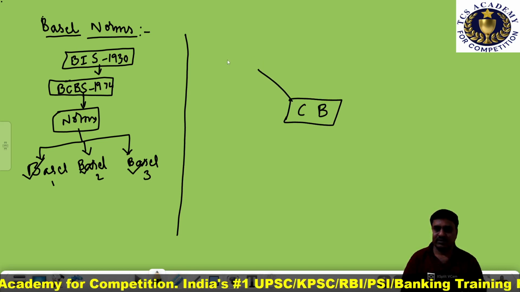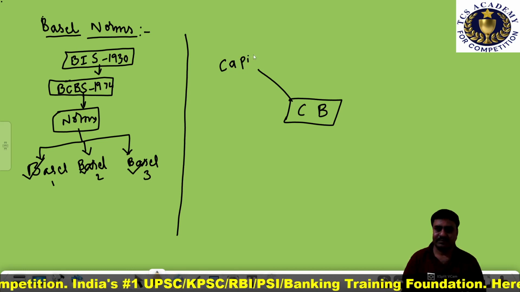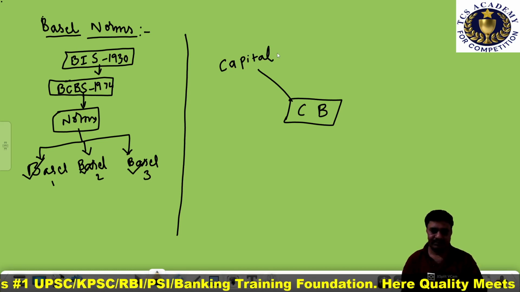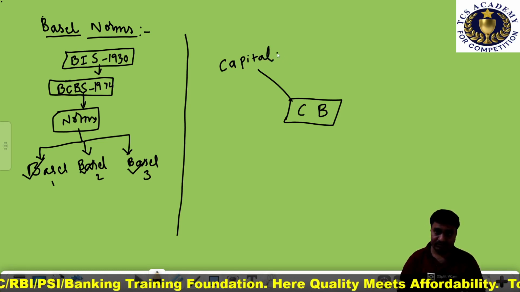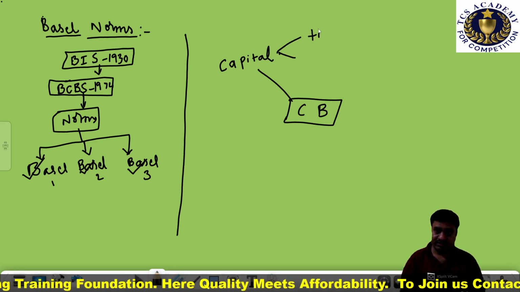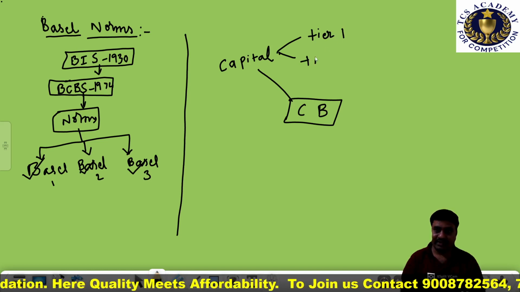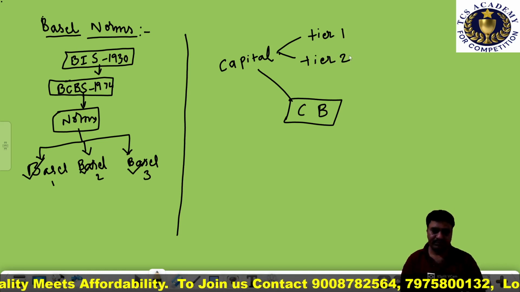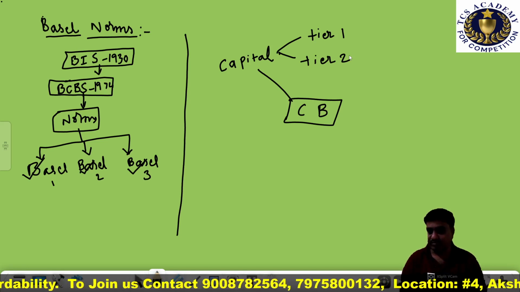So here, the capital of the bank. Banking capital has two types. One is tier 1 capital and tier 2 capital. That is one capital of the bank.